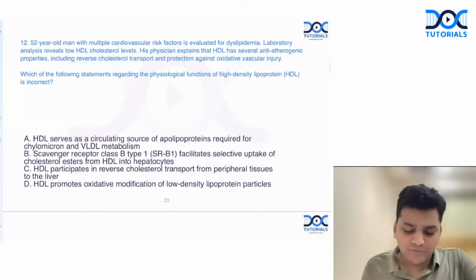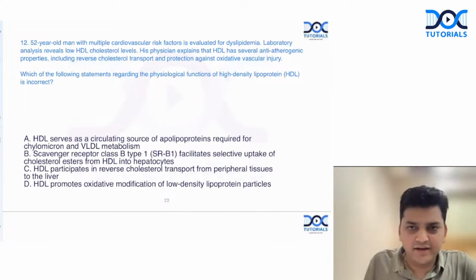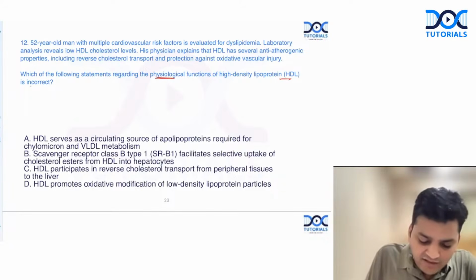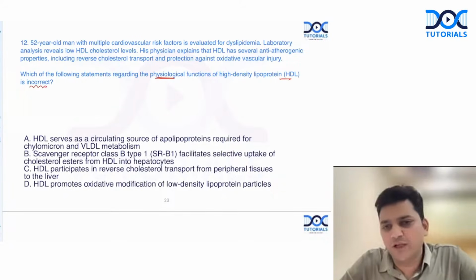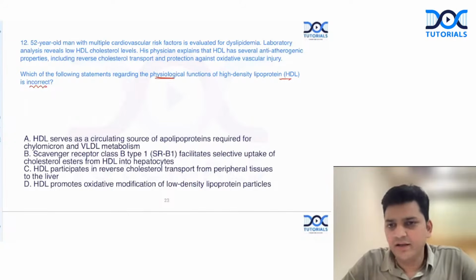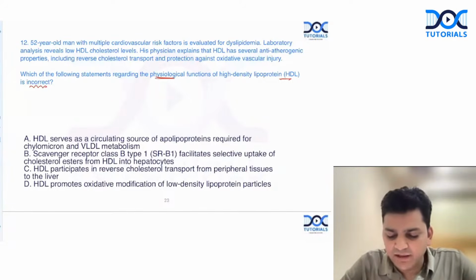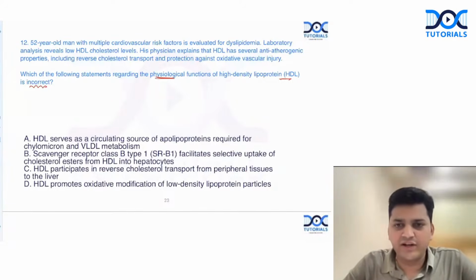The next one. Which of the following statements regarding the physiological functioning of HDL is incorrect? Which is a false statement? This is what they're asking. I don't want to read the first 3 lines because from my question itself, I'm getting the crux that he is asking the false statement. So let me read the options. If I'm not able to get the answer, then I will read the question in the exam.